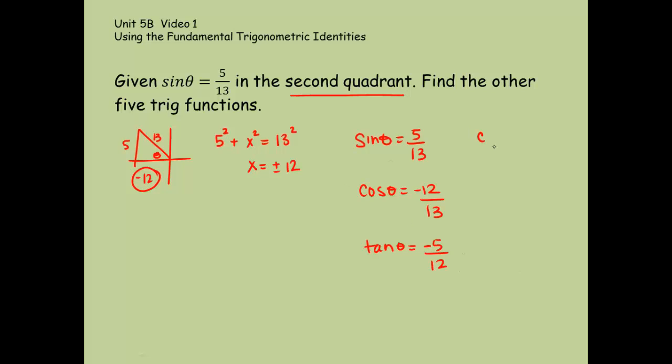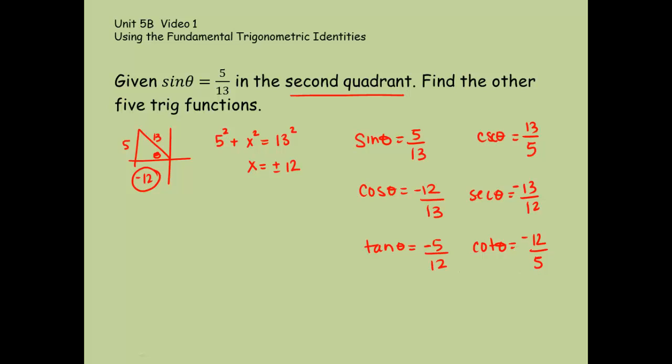Then I have my cosecant, which is my reciprocal, so 13 over 5. Oops, I forgot the other c. Then I have secant of theta, which is 13 over negative 12, and again, I'm moving the negative to the numerator. It's the most proper place to put it. And lastly is the cotangent of theta, which is negative, and then 12 over 5, just the reciprocals.